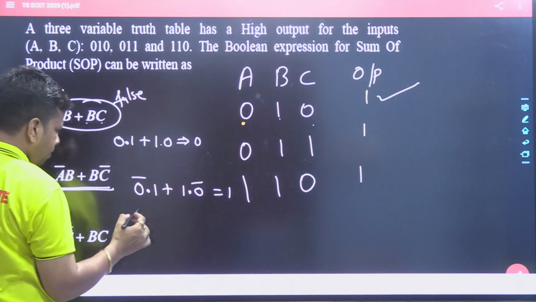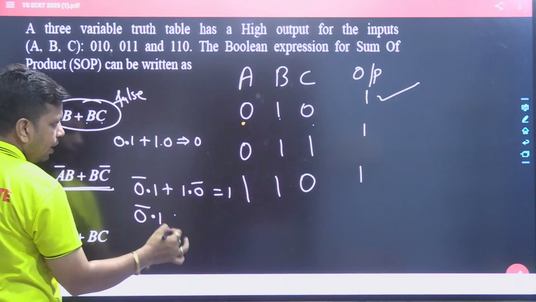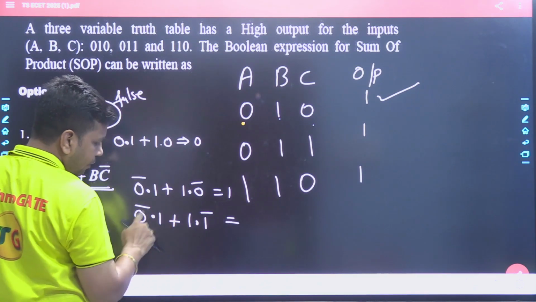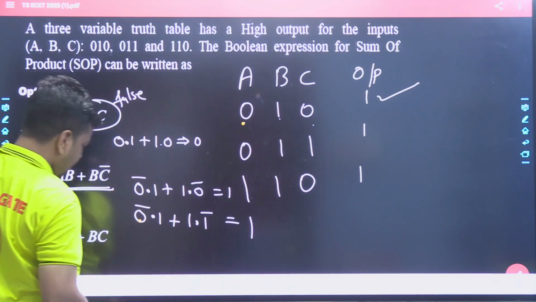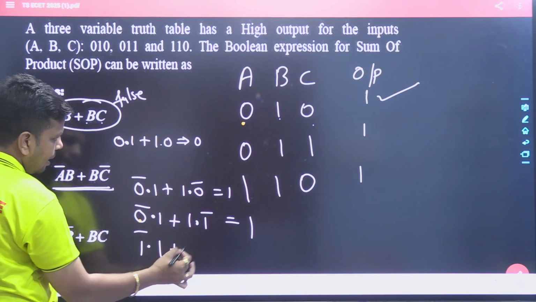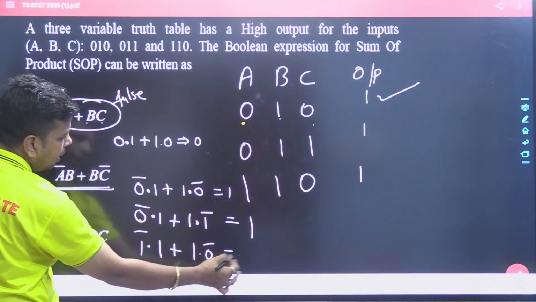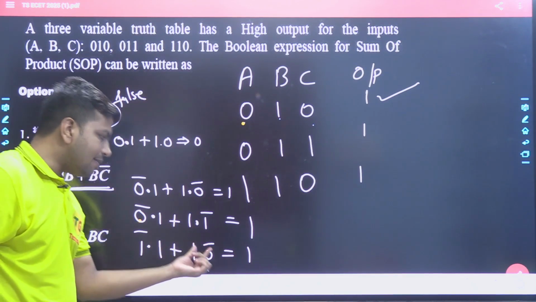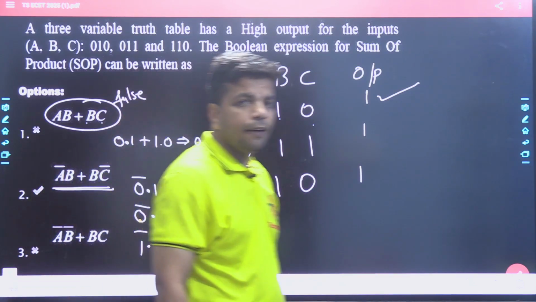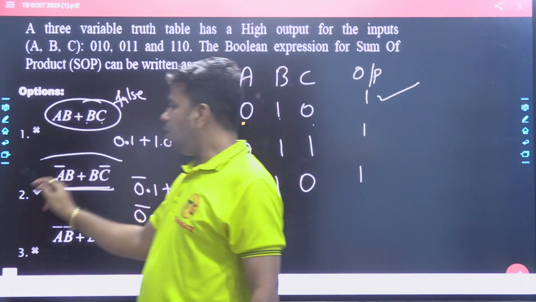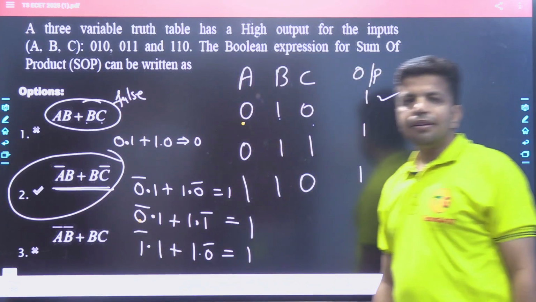Check for the second option. 0 bar dot 1, plus 1 dot 1 bar. Ultimately 1 dot 1 becomes 1. So 1 is your answer. Check for this one: 1 bar dot 1 plus 1 dot 0 bar. It also gives you 1, because this term is 0 plus this term is 1. So 0 plus 1 becomes 1. So can we go with the second answer, because the second gives you the correct answer. Got it?